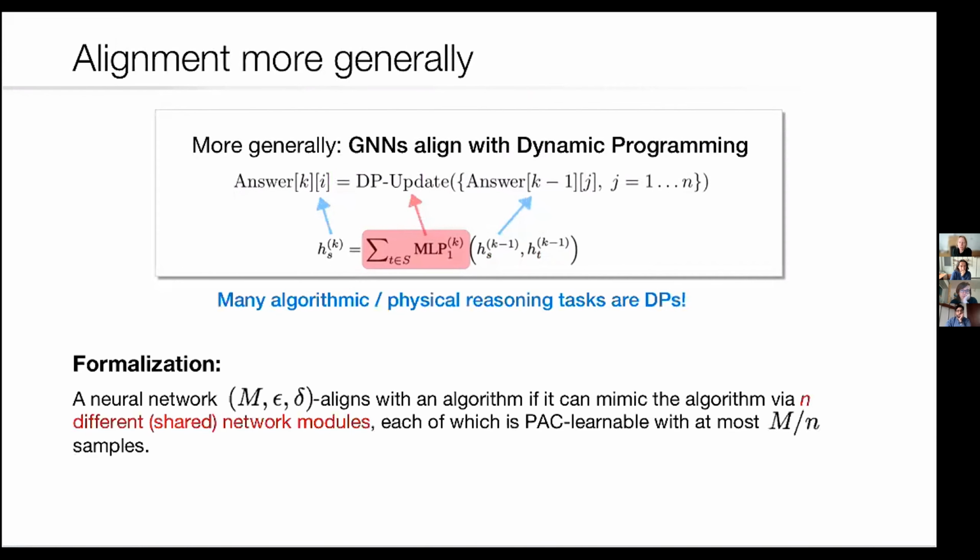So how can we formalize this? I'd like to formalize this a bit more than just the intuitive one. We say that a neural network (M, epsilon, delta) aligns with an algorithm if it can mimic this algorithm via a few network modules. So I have n different network modules, and each of them is learnable with at most m over n samples. You can think of it as basically all of them together, you would need m samples. That's where the m comes from.